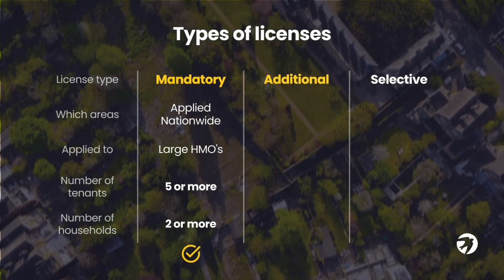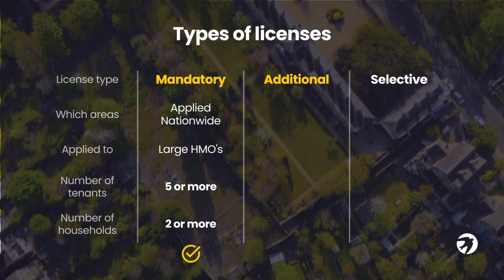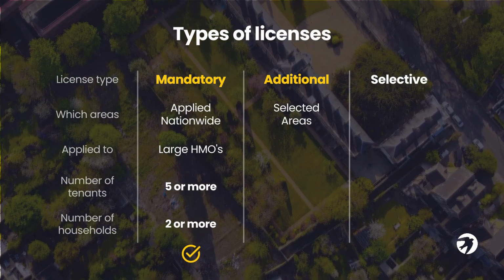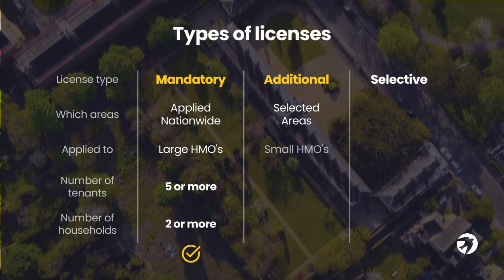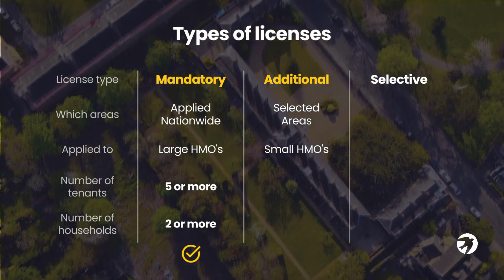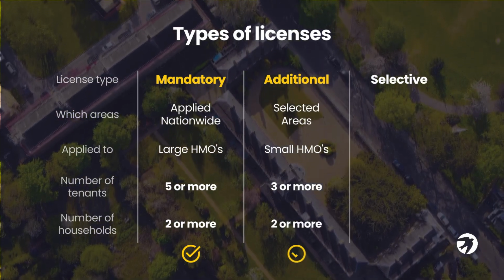Additional license. Unlike mandatory licensing, councils can choose to introduce this scheme either borough-wide or in specific areas. If in place, it only applies to small HMOs, which is defined as a property which has 3 or more tenants forming 2 or more households.